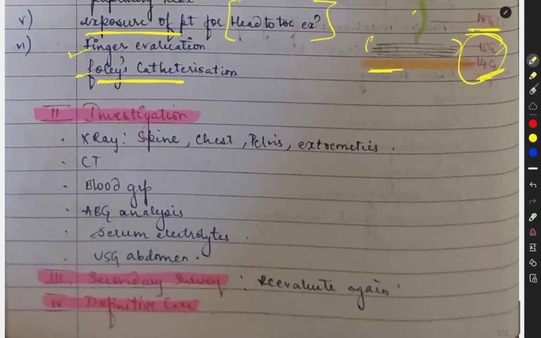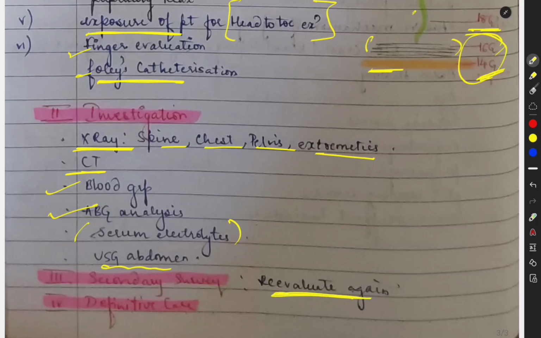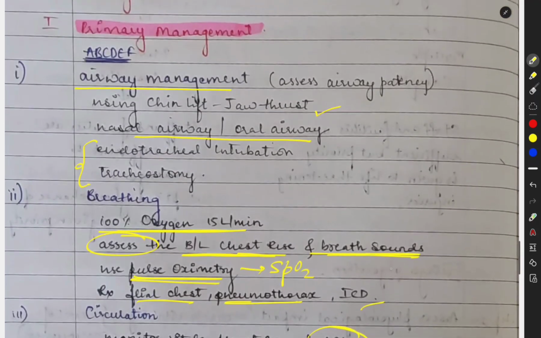Secondly, the investigations. Certain investigations such as blood grouping, ABG analysis, radiological examinations like X-ray of the spine, chest, pelvis and extremities, CT scan if needed, ultrasound of the abdomen, and at last the serum electrolytes must be done. Thirdly is the secondary survey, in which you will re-evaluate the patient again. And then at last comes the definitive care based on the problem of the patient or the injury he has sustained. This is about management of a patient in trauma.